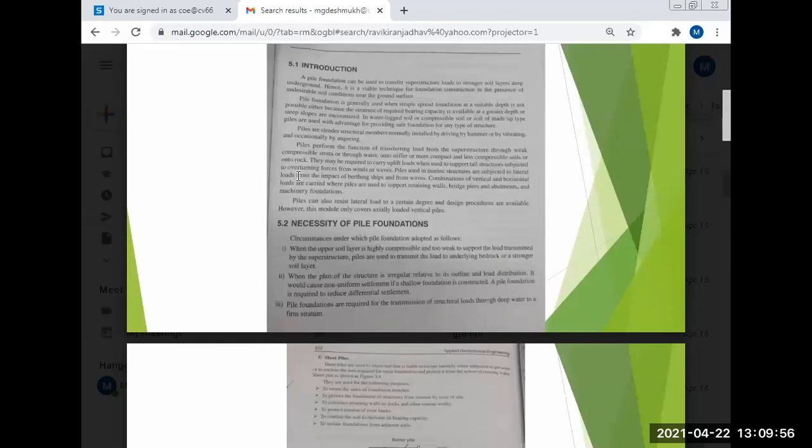Okay, so now coming to the first, function type. The piles are classified as end-bearing pile. End-bearing pile, as the name suggests, is where load is transferred by the end of the pile, that is the bottom part of the pile. And second is friction pile. Friction pile is a pile where the surrounding soil is very weak, and the friction between the surface of the pile and soil will resist the downward force. Such piles are called friction piles.